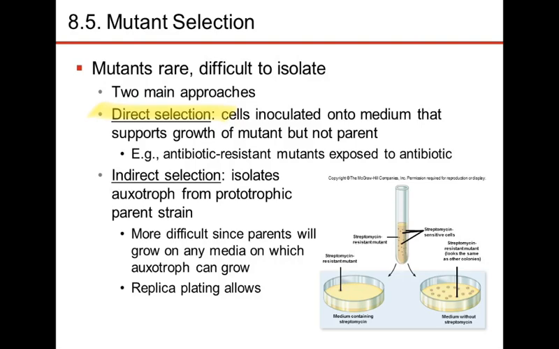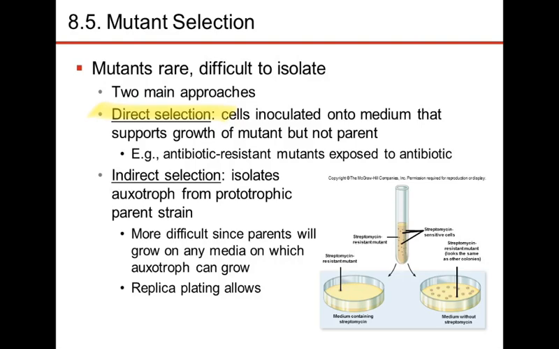When you have something that kills the normal cells or stops their growth, and then you select for mutants that are able to grow in the presence of whatever that chemical is. So whenever you can add something that inhibits the growth of the normal cells, one way or another, then you can select for mutants.